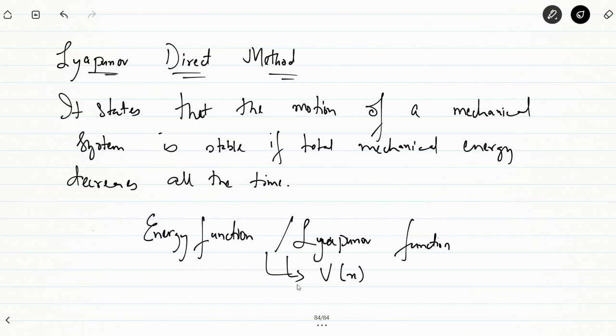So you have the Lyapunov indirect method, where we go for the linearization process. We approximate the system around different equilibrium points and examine the stability around each and every equilibrium point of the system. While in the second case, the Lyapunov direct method, we define the stability of a system in terms of its energy function. A system can be said to be stable if its total mechanical energy decreases all the time.